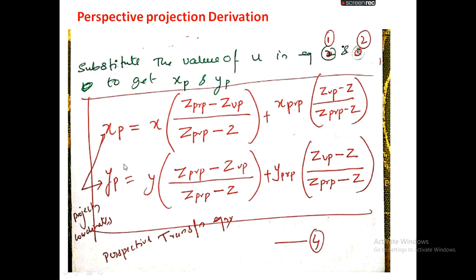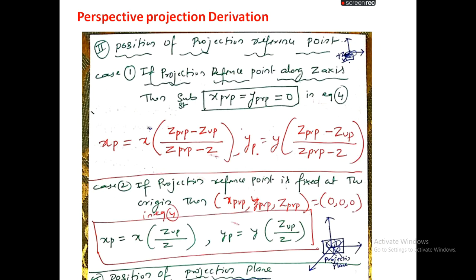So I can say that xp, yp are the projection coordinates of the point P. This is called the perspective transformation equations. I will give one name to this equation, called equation number 4. Then we'll move to the next Roman number.